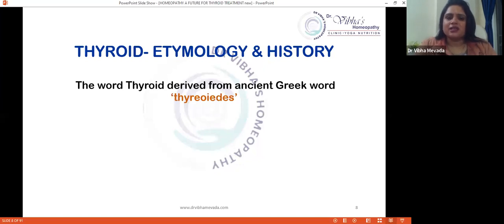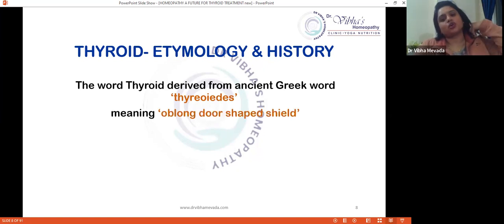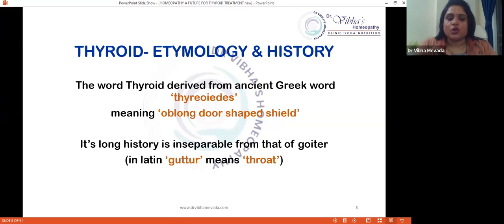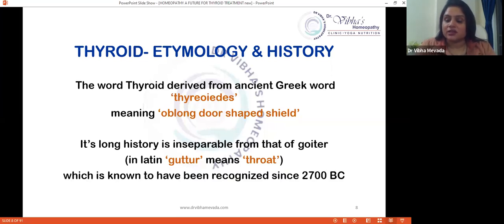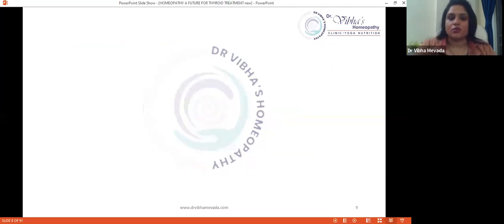So let's see what the word meaning and history say about the thyroid. This word is very ancient and comes from the Greek word thyroidoides, meaning the oblong door-shaped shield, which is the shape of the thyroid gland. Its long history is inseparable from that of the goiter. The word goiter comes from the Latin word guttur, which means throat, and it was recognized in 2700 BC, long ago.